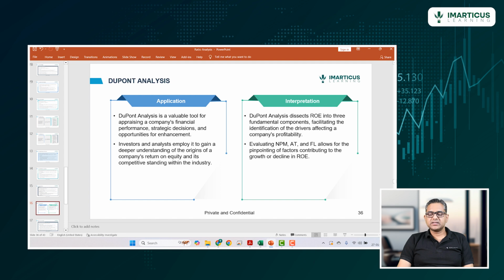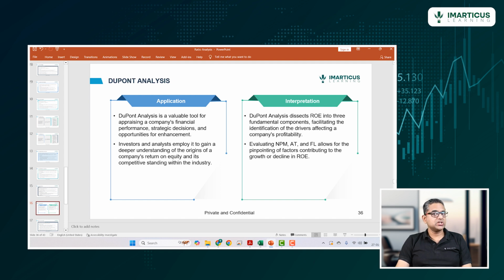Interpretation: Dupont analysis dissects ROE into three fundamental components, facilitating the identification of the drivers affecting a company's profitability. Evaluating net profit margin, asset turnover ratio, and financial leverage allows for the pinpointing of factors contributing to the growth or decline in ROE. So we cannot directly say that ROE going up is a good sign. What we need to figure out is what is leading to ROE going up.